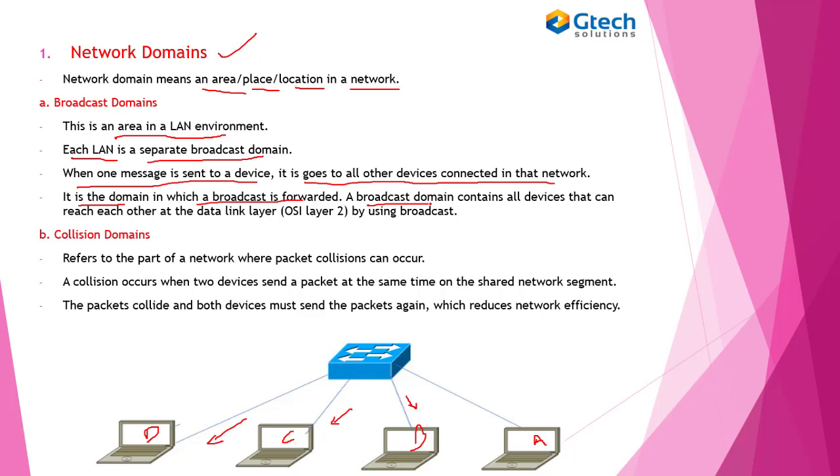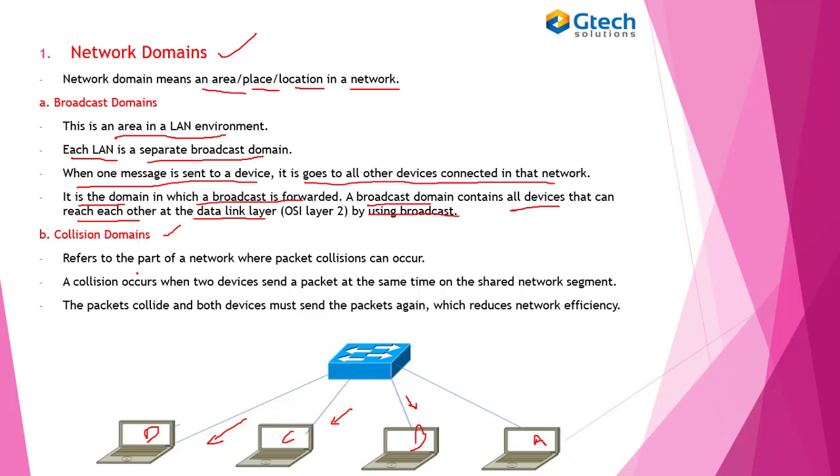A broadcast domain contains all devices that can reach each other at the data link layer by a broadcast. So I hope you understand what a broadcast domain means. A broadcast domain is a situation whereby one device sends a message to all other connected devices in the network. Alright? So let's understand what a collision domain means.